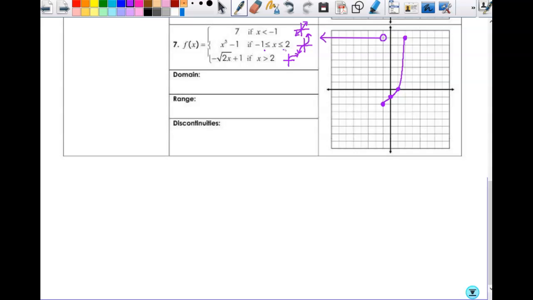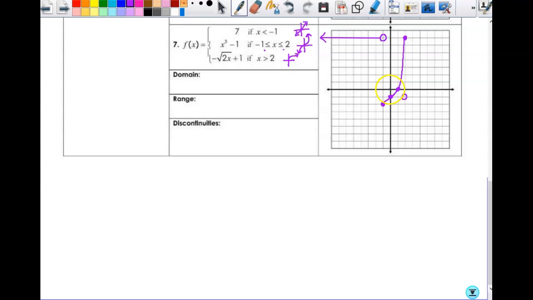All right, so then for the last one, I'm going to substitute in 2. 2 times 2 is 4. Square root of 4 is 2. So I have -2 plus 1 is -1. So I go to 2, -1, and I have an open circle. So for my square root function, my anchor points are 0, 0, 1, 1, and 4, 2.